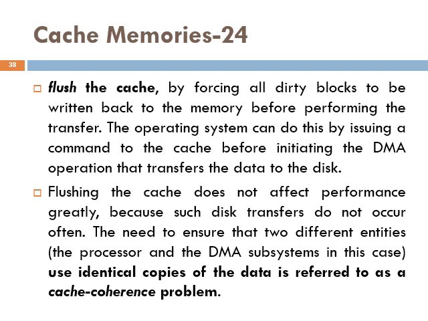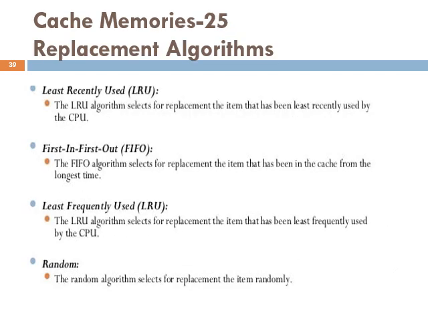Flushing the cache does not affect performance greatly because such disk transfers do not occur often. The need to ensure that two different entities, that is the processor and the DMA subsystem in this case, use identical copies of the data is referred to as the cache coherence problem.